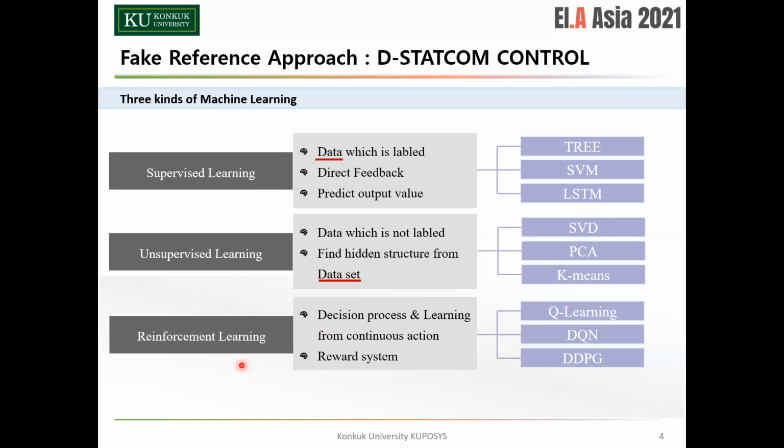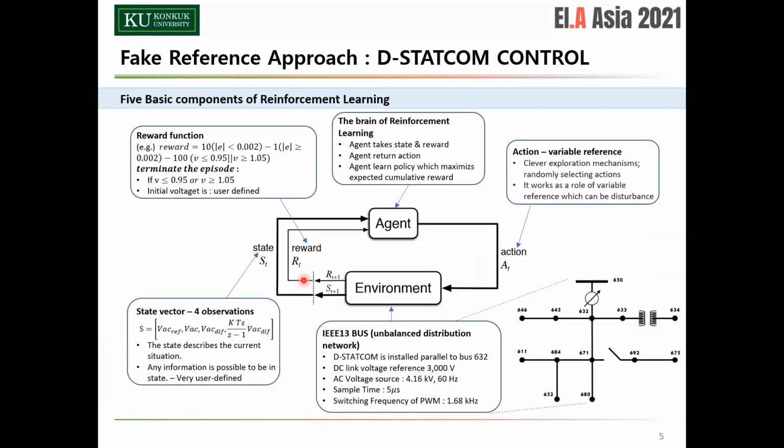Instead, they focus on finding a balance between exploration and exploitation by setting the noise vector and the discount factor. Next, I will explain the 5 basic elements of reinforcement learning in this paper. All reinforcement learning, including Q-learning, DDPG, and DQN, has the same 5 basic elements in common.